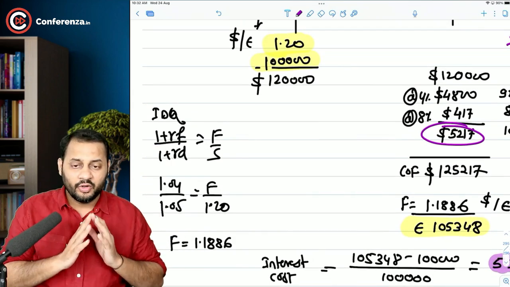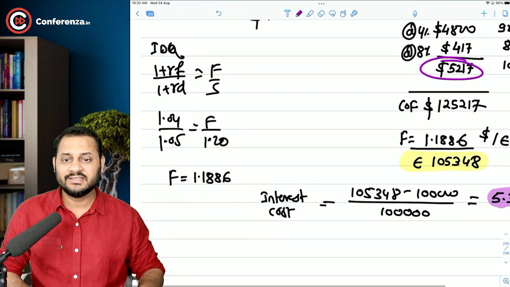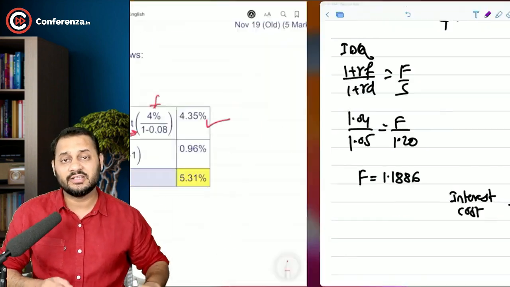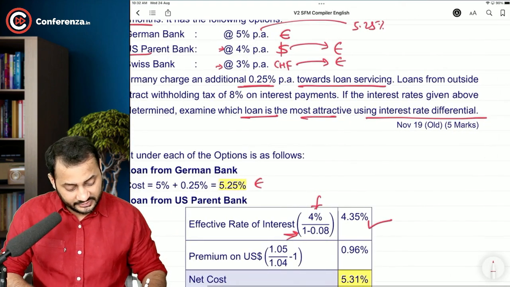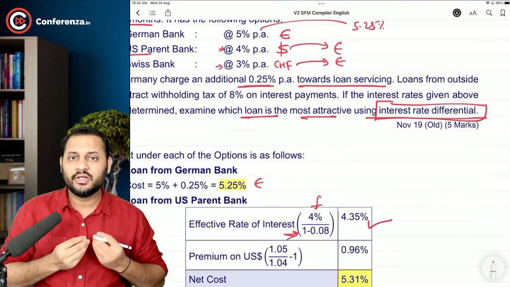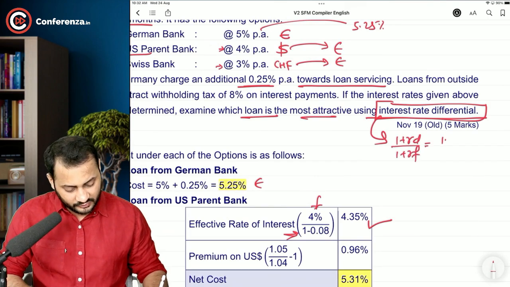See, we do not need the forward and spot rate in the equation. We can easily calculate that difference with the help of the interest rate differential, and that's what the institute is asking us to do. How to take the interest rate differential? It is simply 1 plus RD divided by 1 plus RF. What is that? 1.05 divided by 1.04.